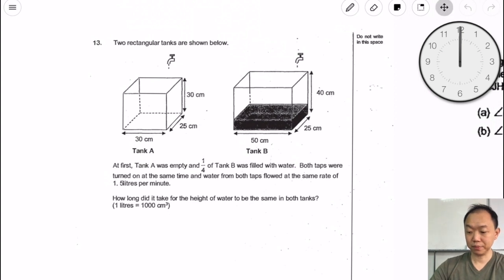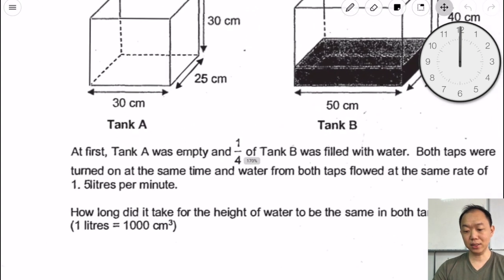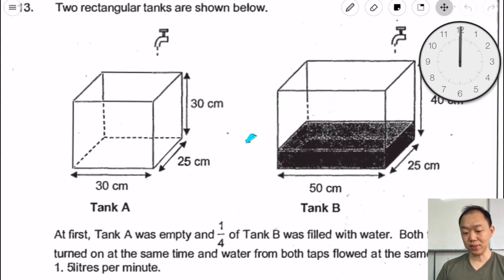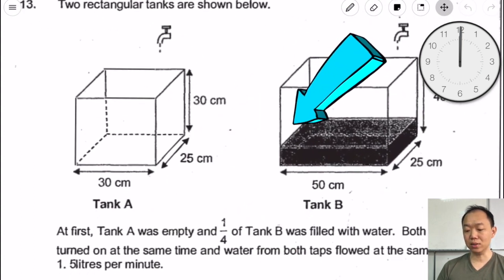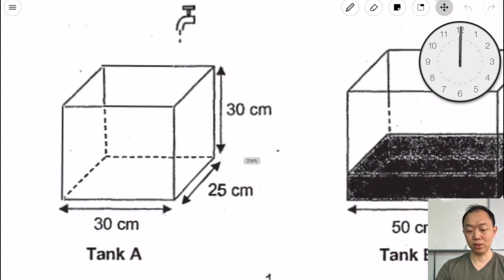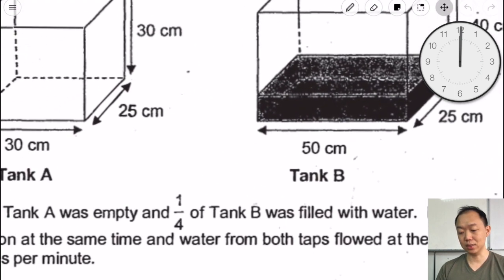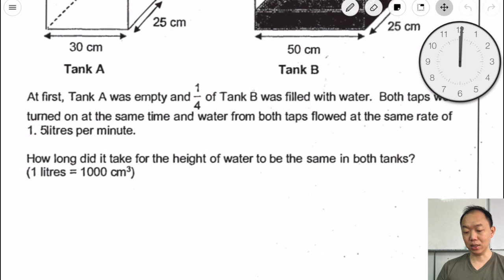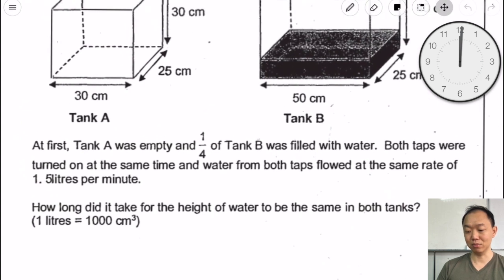Question number one. Two rectangular tanks are shown below. The first tank A was empty and one quarter of tank B was filled with water. Both taps were turned on at the same time and water from both taps flowed at the same rate of 1.5 liters per minute. How long did it take for the height of water to be the same in both tanks?